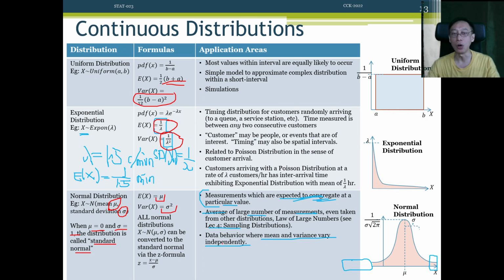So it's just another normal distribution, one that is made famous because it's standardized. The mean is always 0, the standard deviation is always 1.